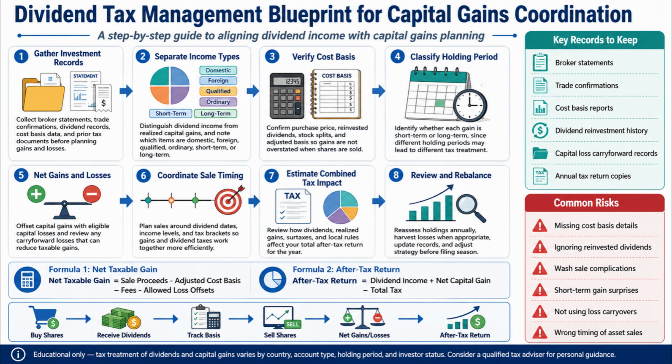To make this process easier, keep key records such as broker statements, trade confirmations, cost basis reports, dividend reinvestment history, capital loss carryforward records, and annual tax return copies. These documents help explain how dividends, gains, losses, and taxes were calculated.